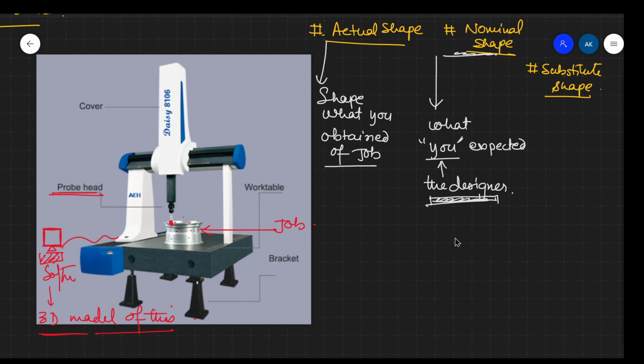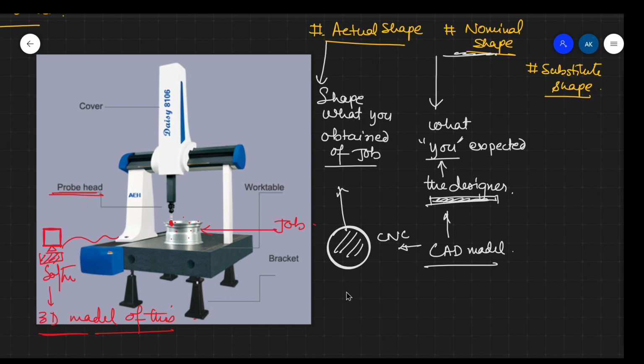How will you tell me this? Like how engineers correspond to each other, that is by CAD models. You will give me some CAD model, some engineering drawing, that I want so and so model of a job. Then I will get it done by some CNC. Let's make my life easy, I will use some CNC. I will get something manufactured, and what I get will be the actual shape.